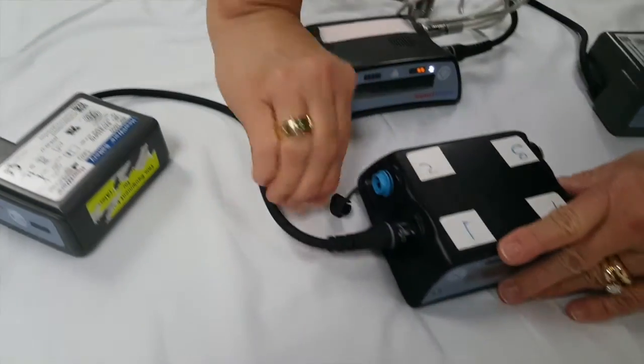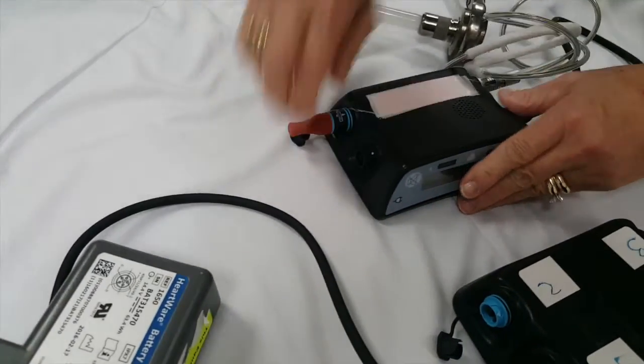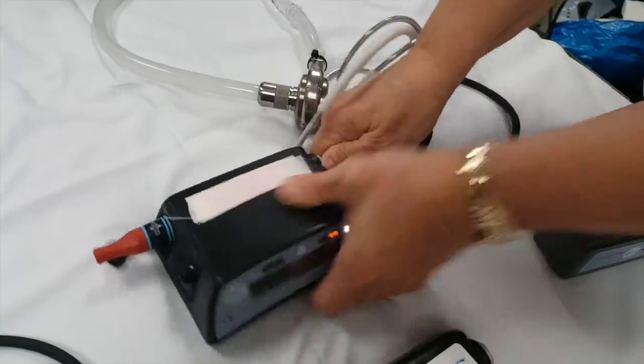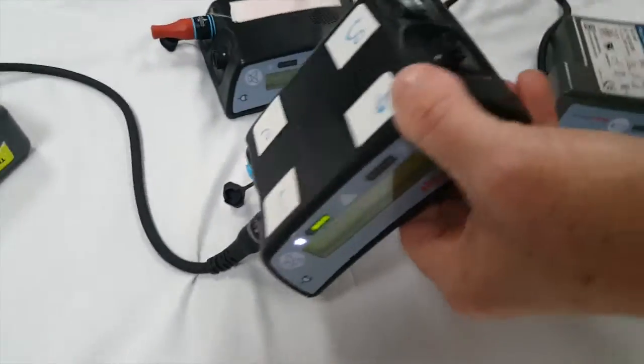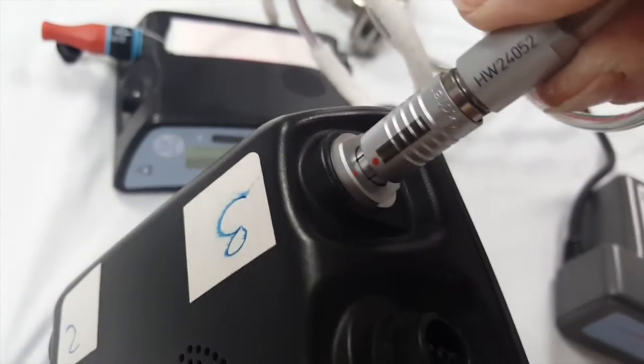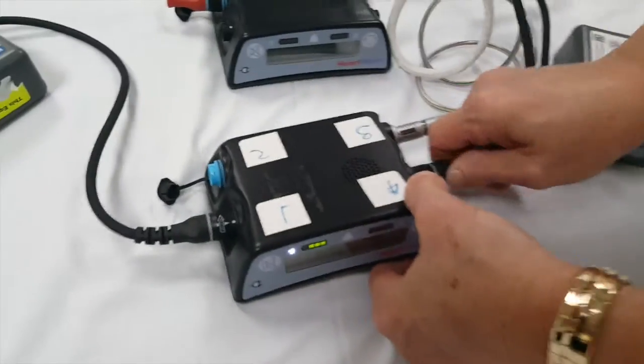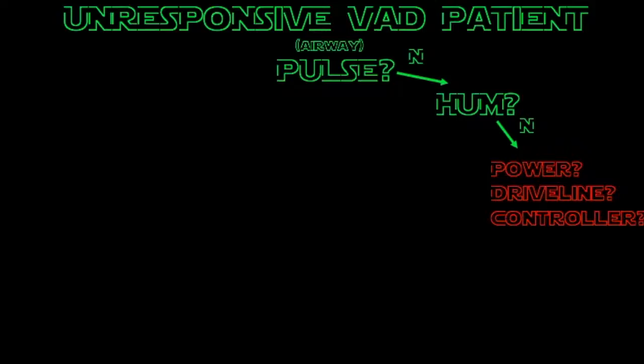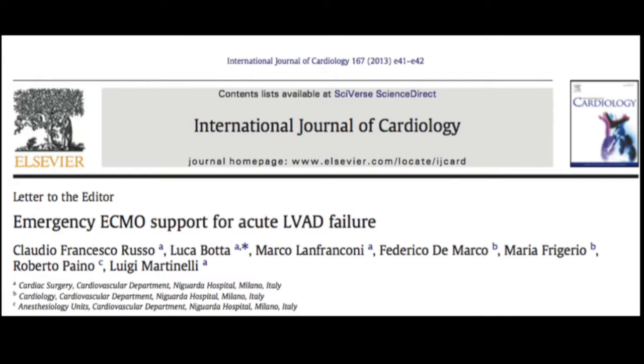Second, you can change the silencer over to the other controller. Third, transfer the drive wire, aligning the red dots. Fourth, attach the second battery to the new controller. Finally, if you've done all this and still have no pulse, hum, or pressure, you're going to have to code them. Unless you want to think about ECMO cannulation.